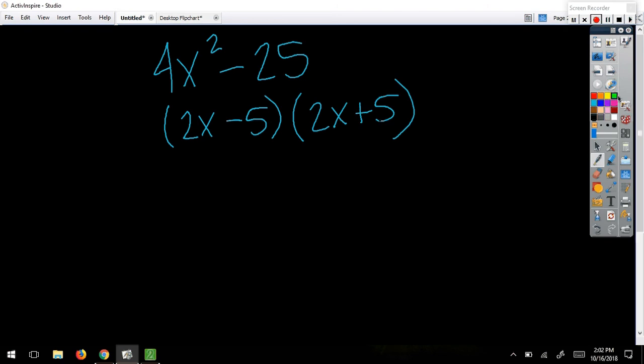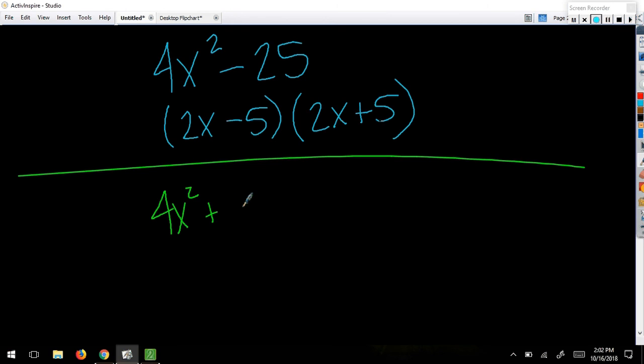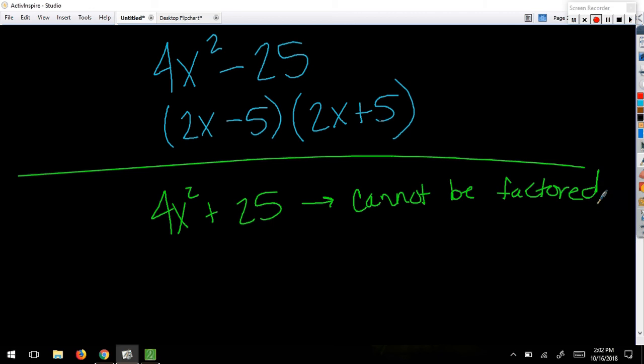What if it looked like this? Would it? No, because it's a plus. That's right. It's a plus. You can't, it would have to be a minus. It would have to be a minus. So this one, the way it is, yes.